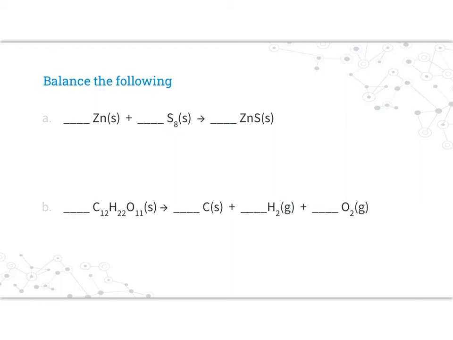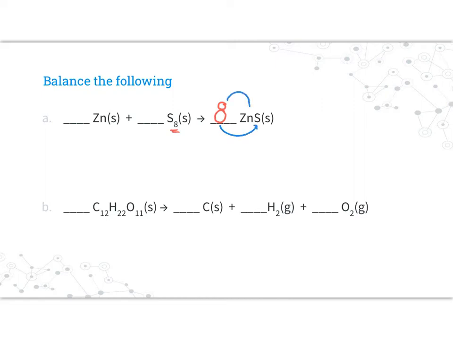S8. That means there are 8 sulfurs in my reactants. In my products, I currently only have 1 sulfur. When I'm balancing chemical reactions, I can only put numbers out front. I'm going to need 8 zinc sulfides to balance this 8 from sulfur in our reactants. But that helped to balance sulfur.